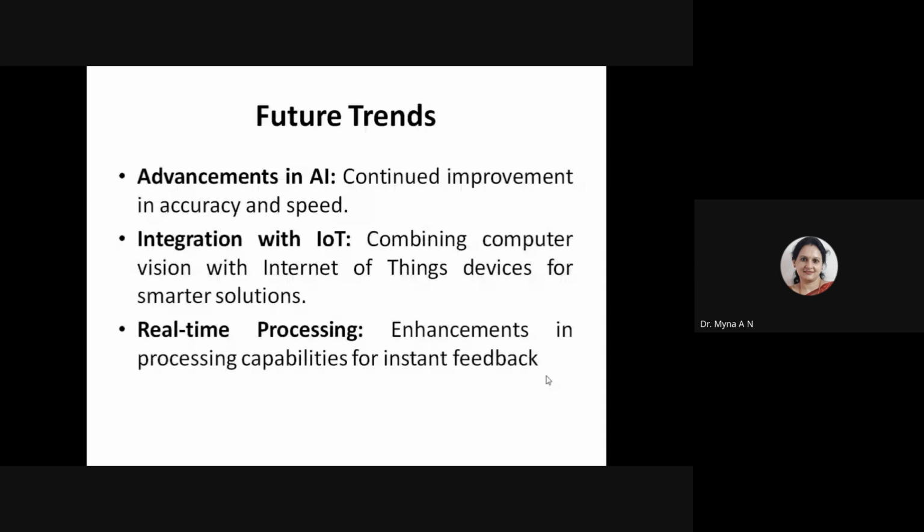Future trends: advancements in AI, and continued improvement in accuracy and speed. Computer vision has gained a lot of importance these days because of the availability of lots of images and videos. There are too many images available on the net today, and many complex algorithms have been developed. Due to the advancement in AI, it has led to an advancement in the field of computer vision as well.